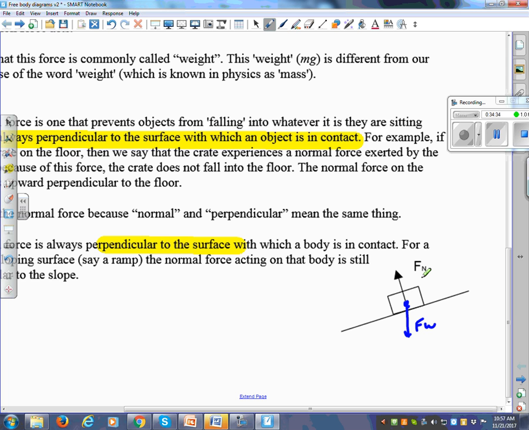Paper has less mass? Paper has less friction.